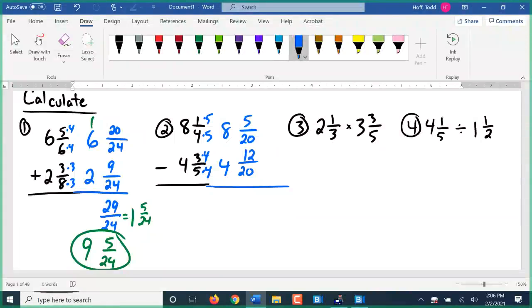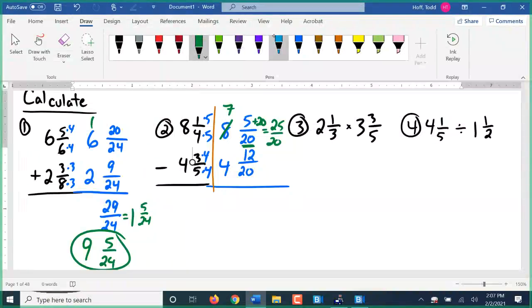Now again, that fraction is just the last digit at the end of the number, so we're going to go ahead and subtract. We're going to do 5 minus 12 can't be done, so we're going to borrow from the 8. The 8 becomes 7, and now remember, what we borrow is one whole object, but our denominator tells us that whole object is 20 pieces. 5 plus 20 gives us 25 20ths.